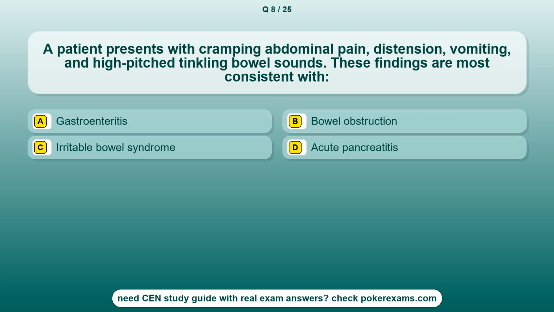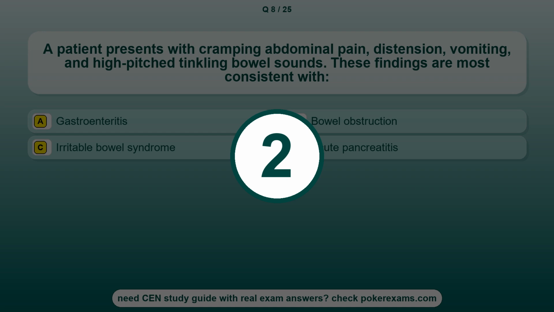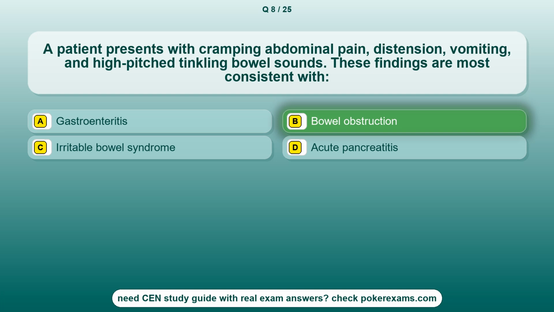Question 8. A patient presents with cramping abdominal pain, distension, vomiting, and high-pitched tinkling bowel sounds. These findings are most consistent with option A, gastroenteritis. Option B, bowel obstruction. Option C, irritable bowel syndrome. Option D, acute pancreatitis. The correct answer is option B, bowel obstruction.